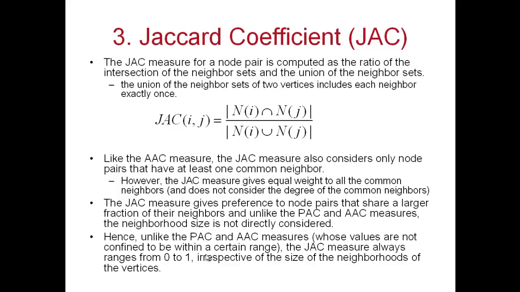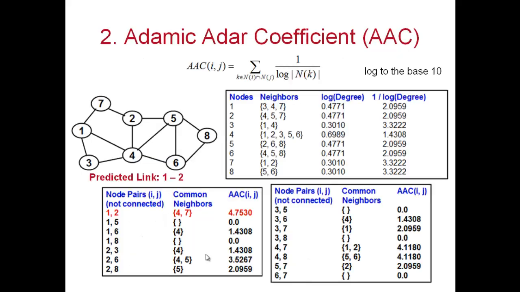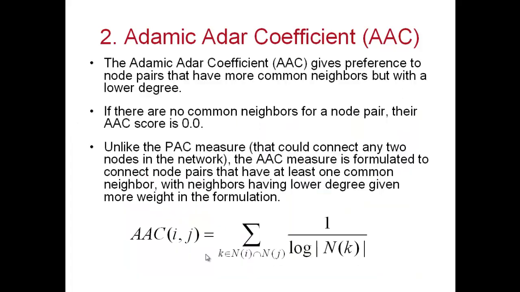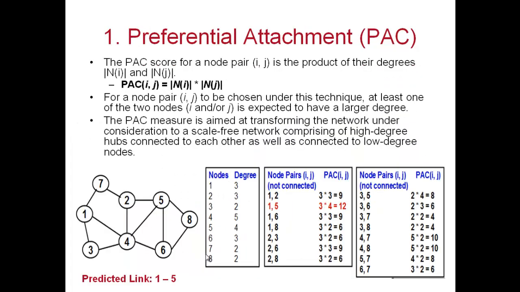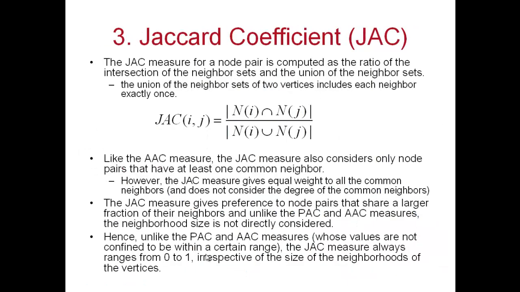Now the other two scores, PAC and AAC scores, if you remember this, they could be less than 1, greater than 1, anything. So you cannot say the AAC or PAC scores will be in a certain range, whereas you can say the JAC score will be in a certain range, 0 to 1. So based on that, you can then also say that the closer the score to 1, the larger the chances for the node pair to have a link. The closer it is to 0, the lower the chances for the node pair to have a link between them.